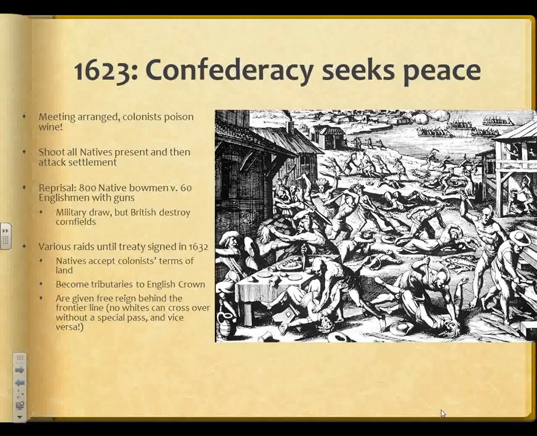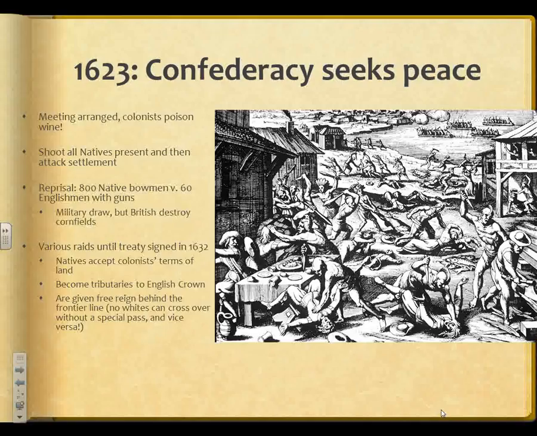So the Powhatan asked for a truce, and all of the warriors meet with the English colonists. The English colonists poison the wine, shoot them all, and then go back to the undefended villages and kill all of the Native Americans they can find there. And then, 10 more years.